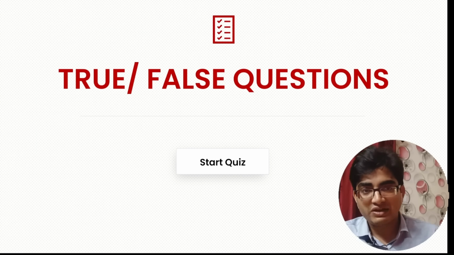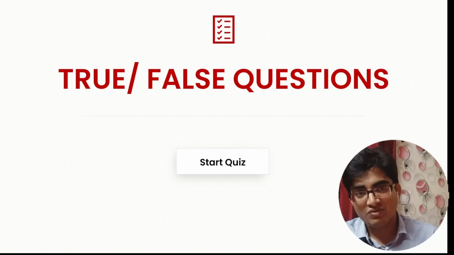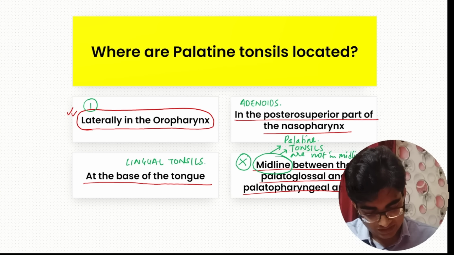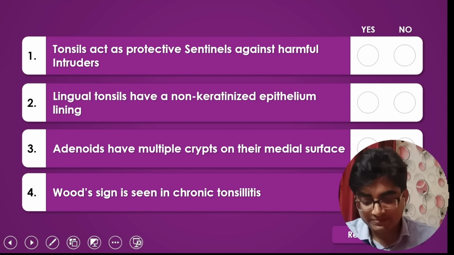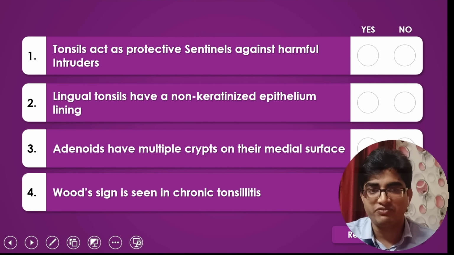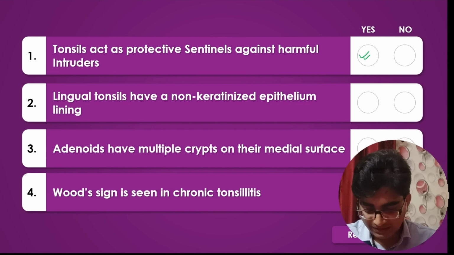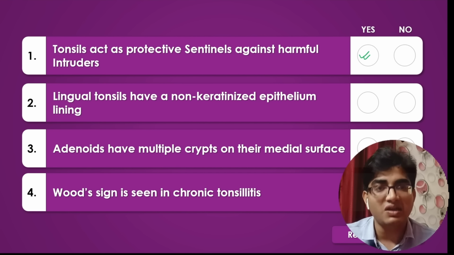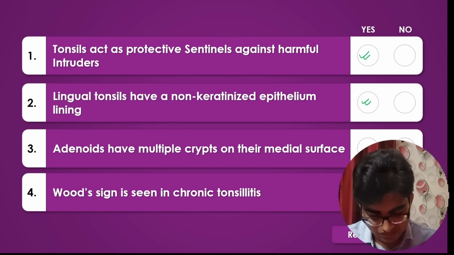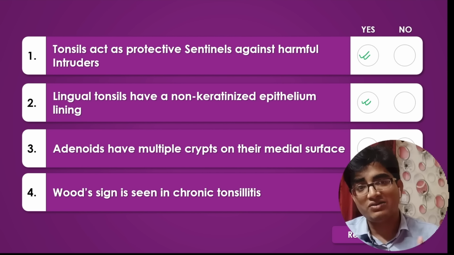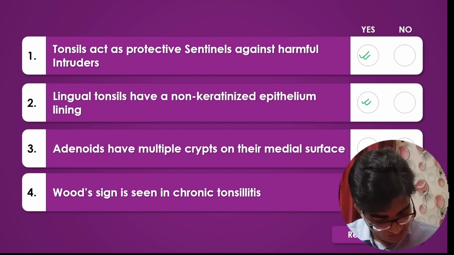Now we have actually reached the end of this MCQ session with some true or false questions to go with. Correct? So starting it. Okay, so the first question is, tonsils act as protective sentinels against harmful intruders. Obviously this is a correct answer to go with. Next one, lingual tonsils have a non-keratinized epithelium lining. Yes, so again this is a correct option to go with. Adenoids have multiple crypts on their medial surface. I have said to you that adenoids have furrows, not crypts. So this is a wrong answer to go with.